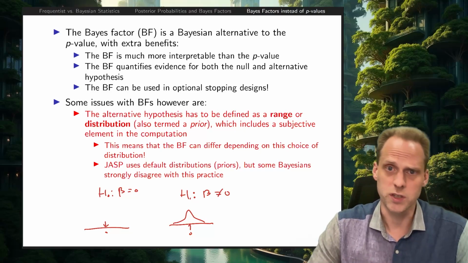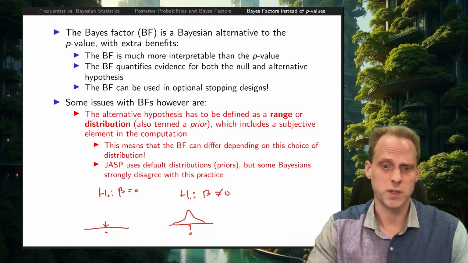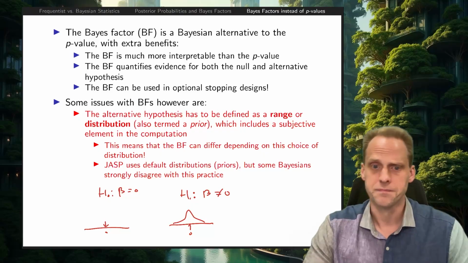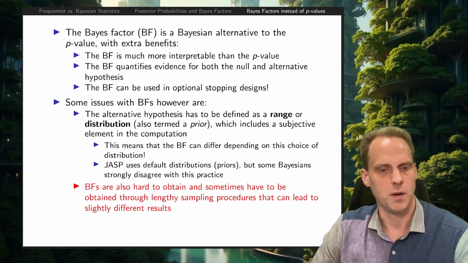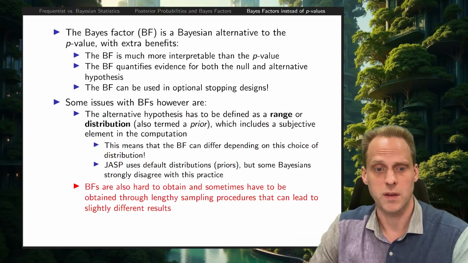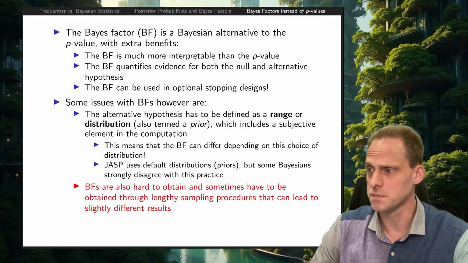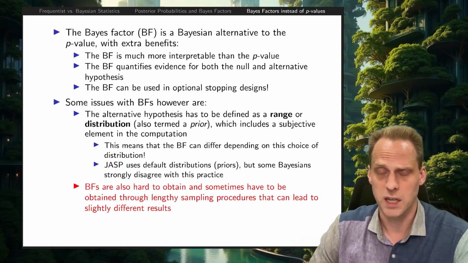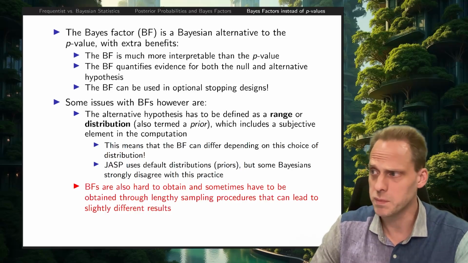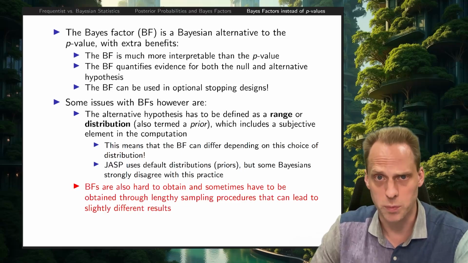Some Bayesians will disagree with that because they'll say, oh no, this should have been subjective, you should have defined it yourself, but that's kind of hard to do. Bayes factors are also hard to obtain and sometimes have to be obtained through lengthy sampling procedures. And the math behind getting these Bayes factors is actually pretty complicated, and sometimes it is just not possible.